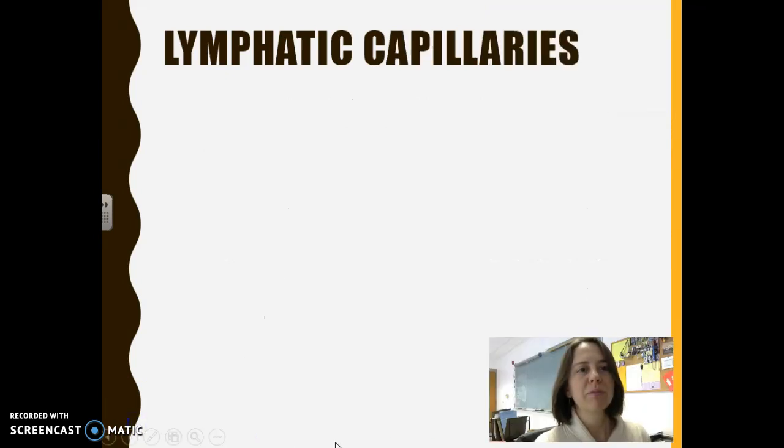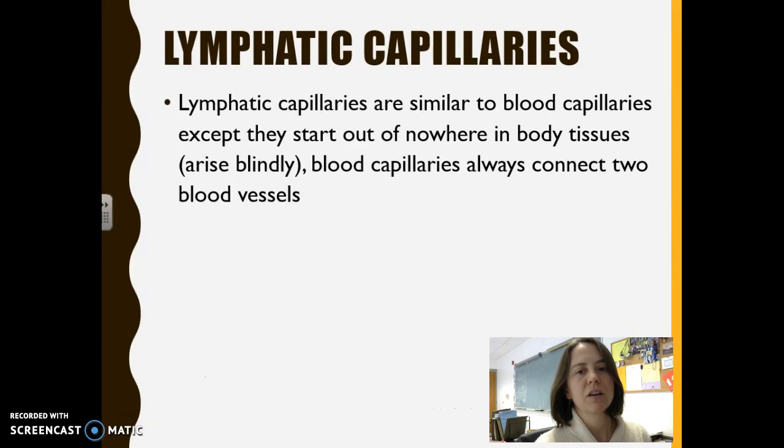Lymphatic capillaries are similar to your regular blood capillaries, but different. So what is the same, what is different? Lymphatic capillaries are similar to blood capillaries, except they start out of nowhere in the body tissues, which is called arising blindly. Blood capillaries always connect between two blood vessels, between the arterioles and the venules, whereas lymphatic capillaries just start in the tissues and don't connect anything.